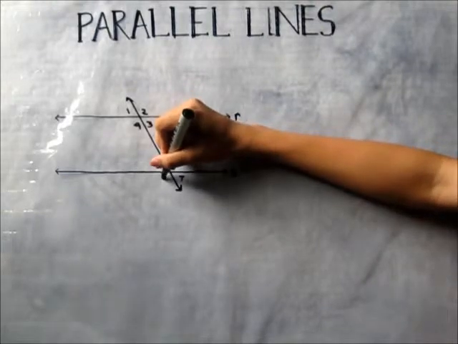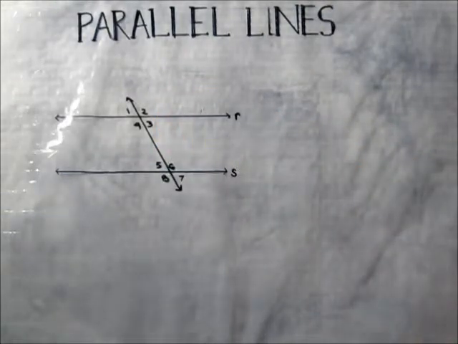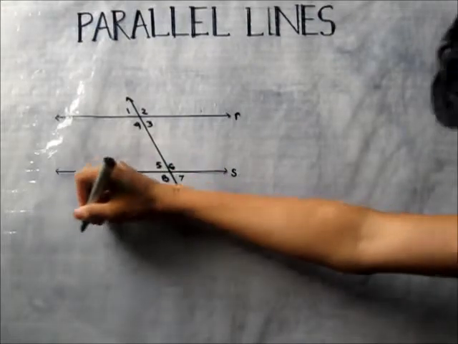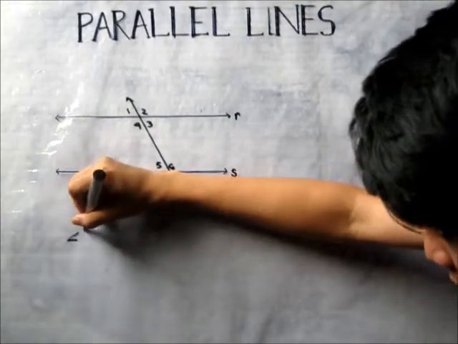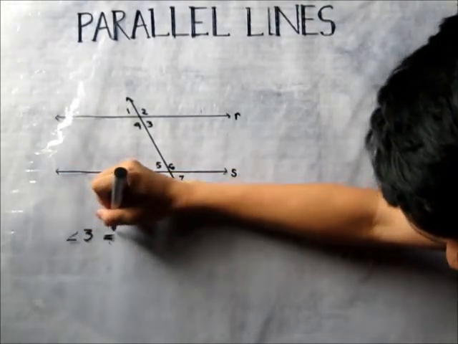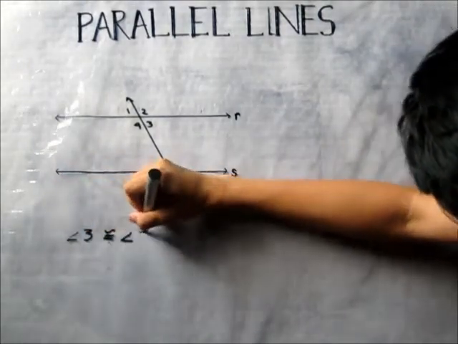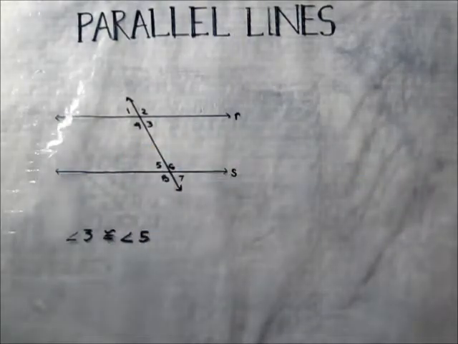7, and 8. If the parallel lines are cut by a transversal, then the corresponding angles must be congruent. For example, angle 3 and angle 5. Since they are congruent, therefore, these are parallel lines. And also, the alternate angles must be congruent.